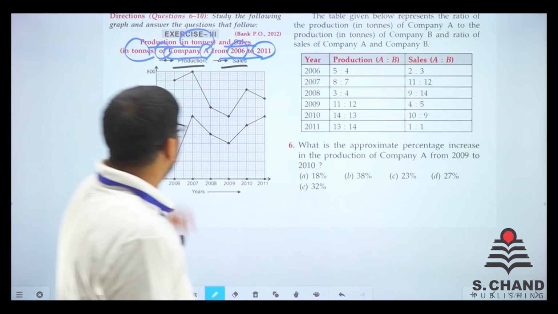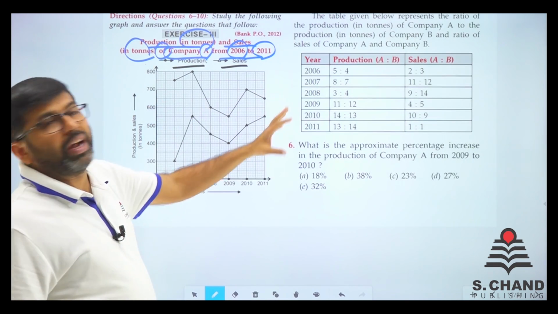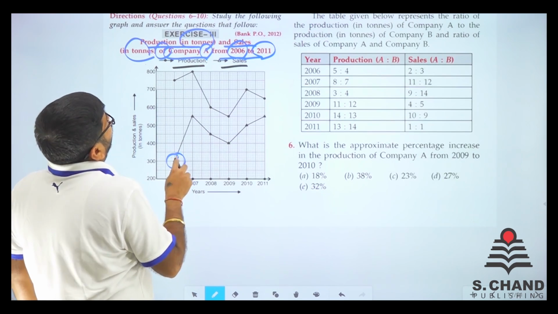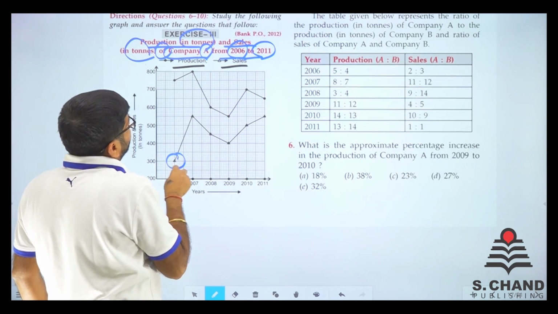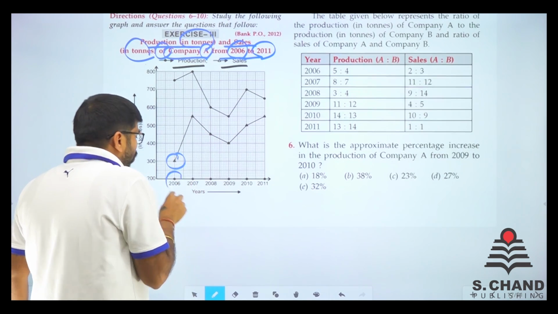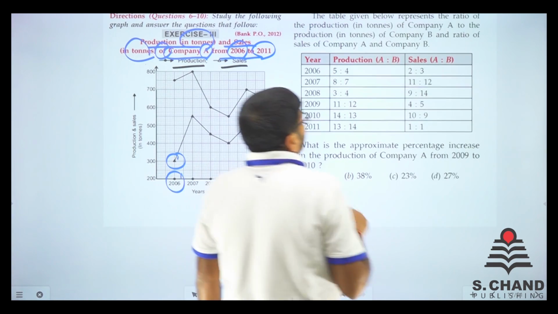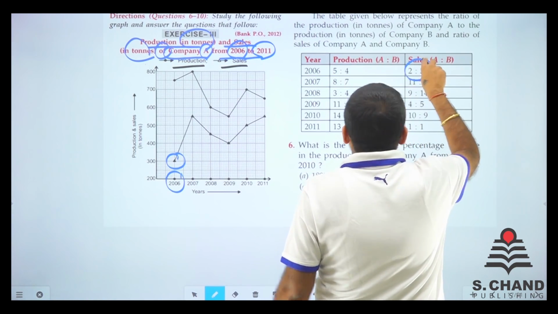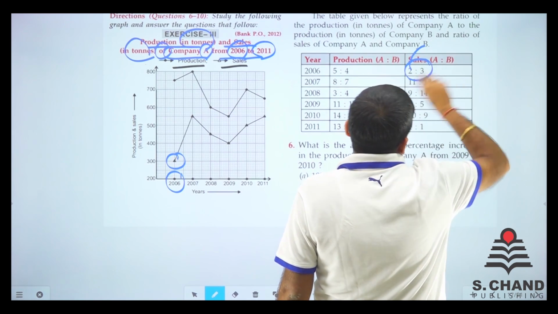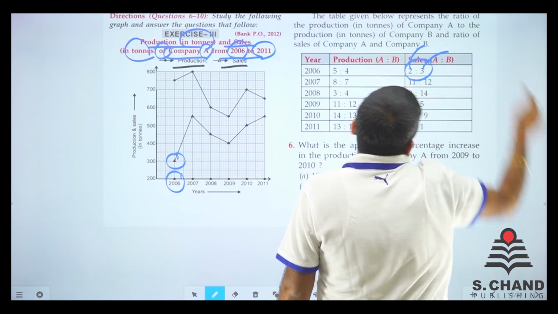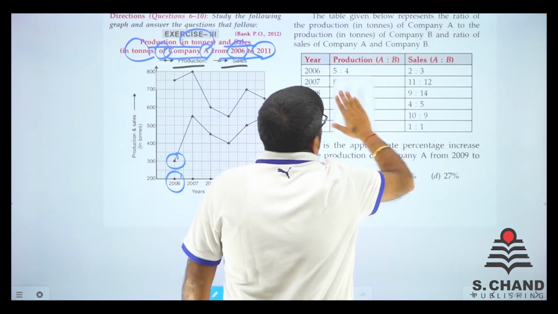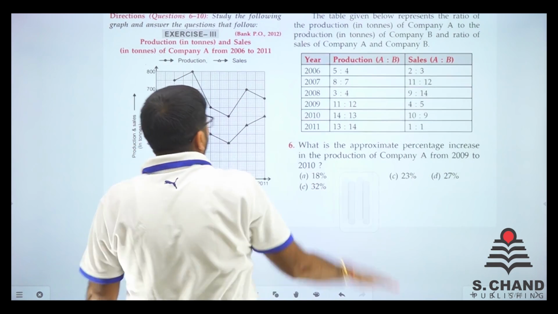Now this DI is connected to that DI. For example, say this is 300 tons of sales. This is the sales, right? So 300 tons of sales is done in 2006. And from those 300, two parts are sold by company A and three parts are sold by B. So this is how you understand the DI, read the DI and do it, right?